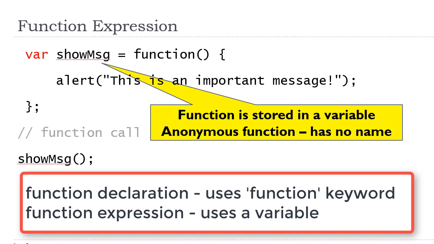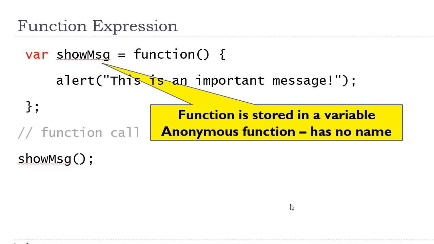So far, we have been looking at function declaration. We also have a function expression. A function expression stores the function in a variable. Therefore, it does not use the function keyword. It uses the var keyword. And we declare a variable name to represent that function.